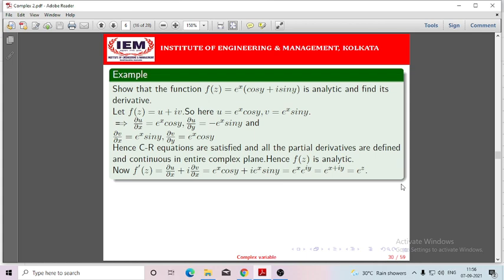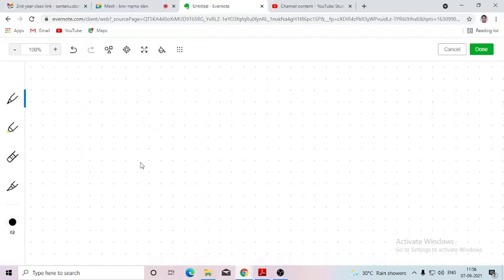Is that clear? If it is not clear, you can ask me, I can show it again separately. I can solve it. Yes, sir, please do. Okay. So please repeat. Okay, then I am showing it separately here.